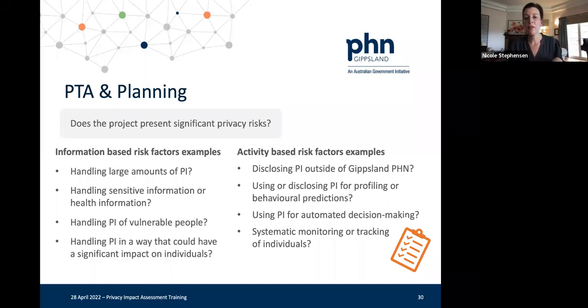This information is available to you in that other format. But there are some activity-based risk factors that are really important to get your mind around, such as whether you might be disclosing personal information outside of the PHN as part of this process.